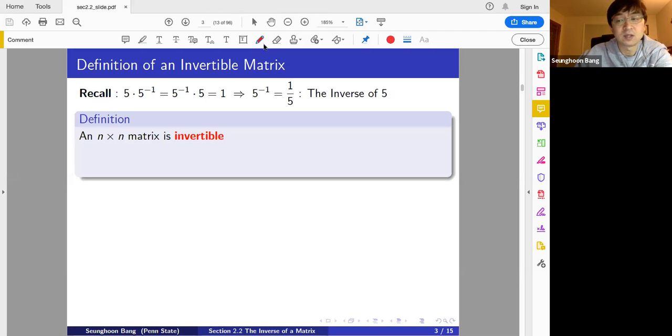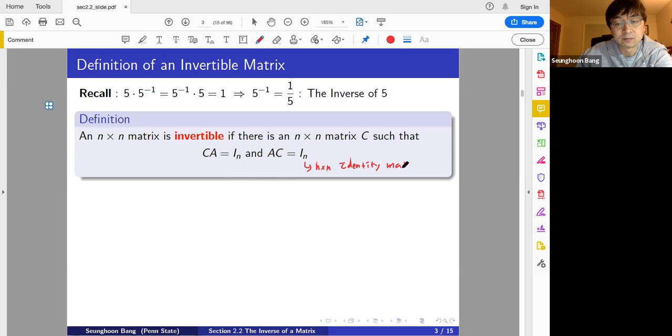An n by n matrix A is invertible. What does it mean? If there is an n by n matrix C such that CA equals IN and AC equals IN. What is IN? IN is the n by n identity matrix. What does the identity matrix look like? The diagonal entries are 1, and all other entries are always 0. We call this the identity matrix.